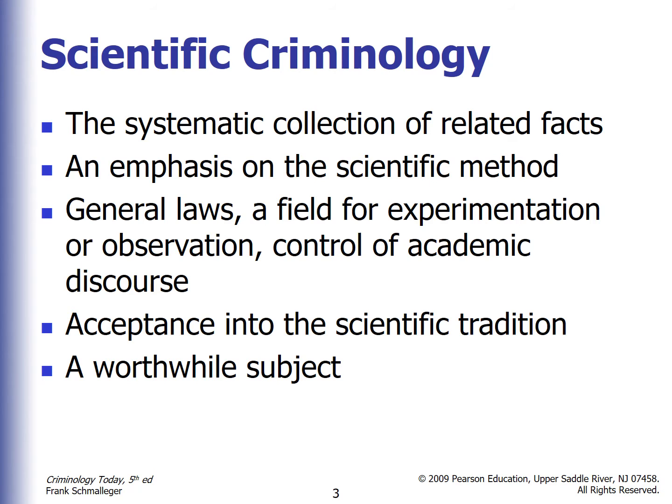So anyway, scientific criminology is using that scientific method, and we're going to get into more detail about how that works, so that we can have an objective view of what's going on. So we have general laws, field of experimentation or observation, control of academic discourse, and I'm going to be showing you some of what we call juried documents, refereed documents, that people in the field look to, to make sure that the quality of the research does in fact exist before it gets published. So we're going to look at that.